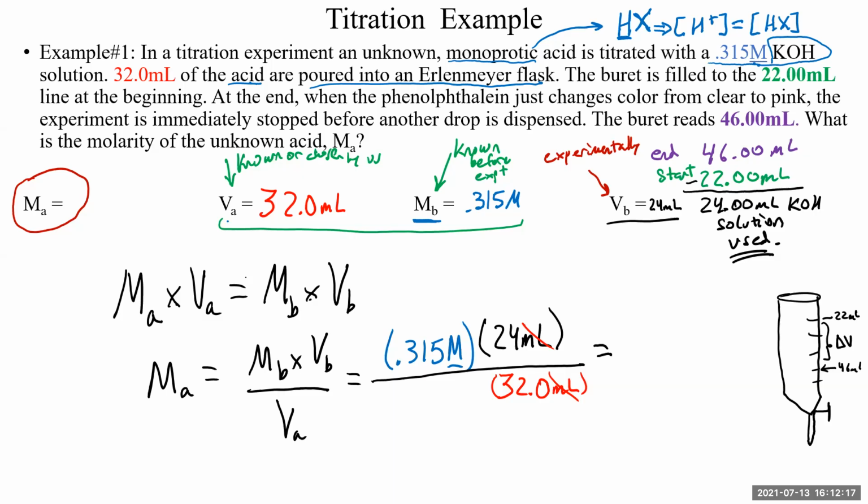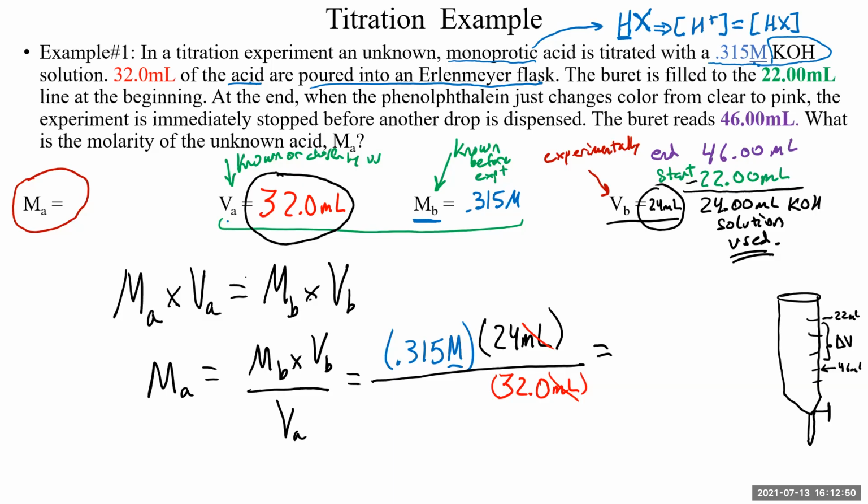Now, before we even hit the calculator buttons, let's think about what we're looking at here. Let's just think for 1 second. Don't calculate just yet. It took us 24 milliliters of this base solution to neutralize 32 milliliters, or put it the opposite way, it took 32 milliliters of this acid solution to neutralize the 24 milliliters of base solution. Either way, they were both completely neutralized once they entered the flask.